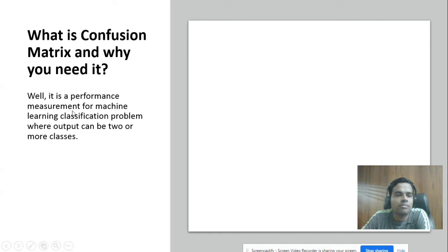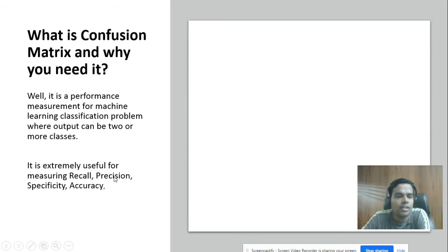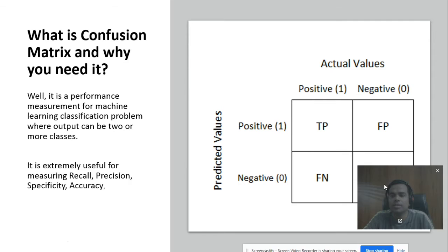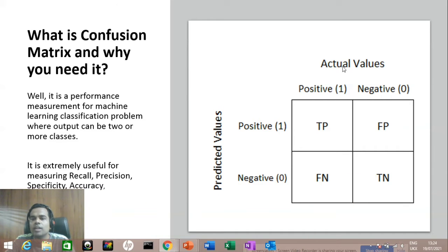So here it is a classification measurement for a machine learning classification problem output. That is a measurement and extremely useful for recall, precision, and accuracy. So we are basically dealing with the model's performance. So here you can see we have actual values. We have TP, that is true positive, then false positive, then false negative, and then we have true negative. So these are four parameters, and we will learn these four parameters.